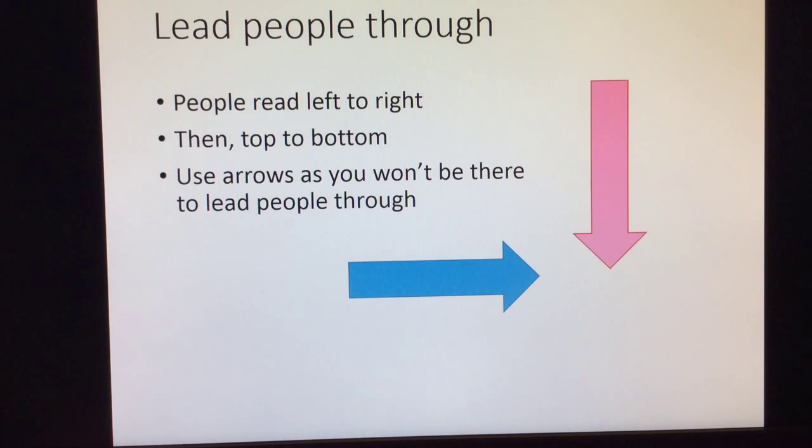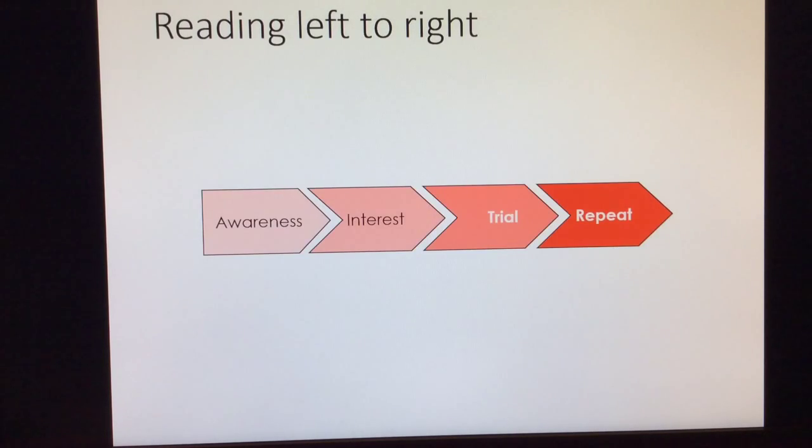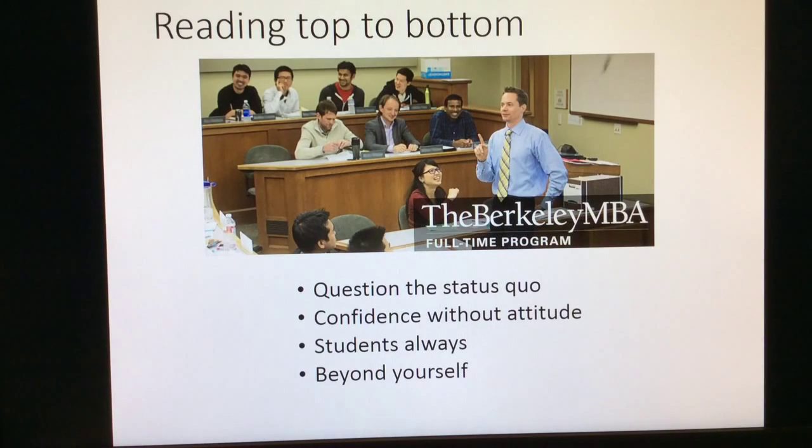As you organize each slide, remember that people read from left to right, then they read from top to bottom. And if the order of your logic on a slide is not completely obvious, go ahead and put some arrows as to where you want people to follow you. Here's an example of a slide that speaks for itself, of reading from left to right. And then here's another one where the bullet points can be read from top to bottom. You'll notice there's not an excess of words on this slide.